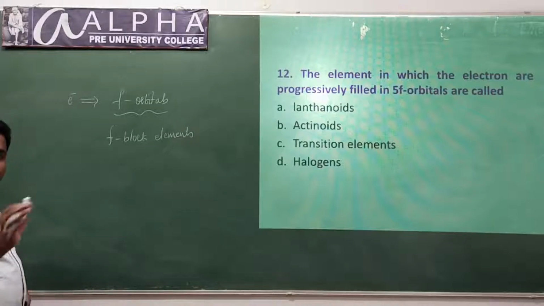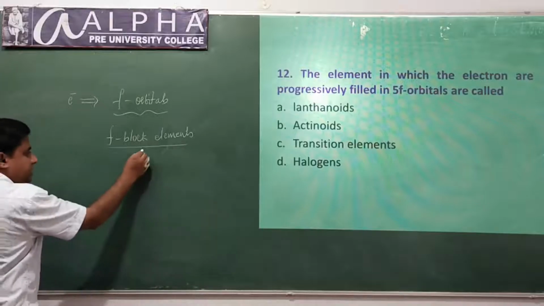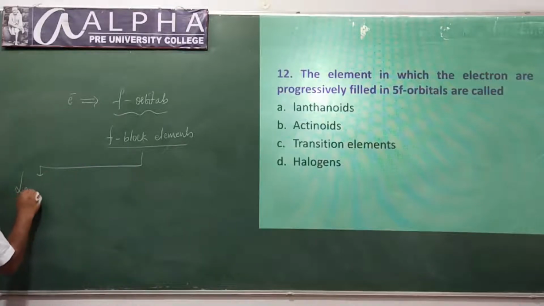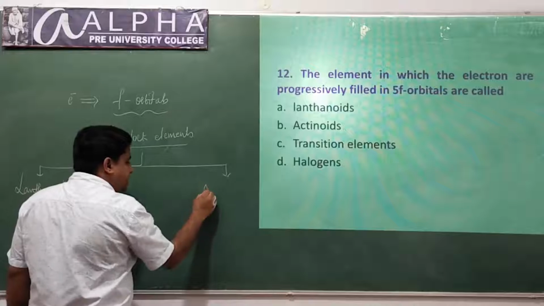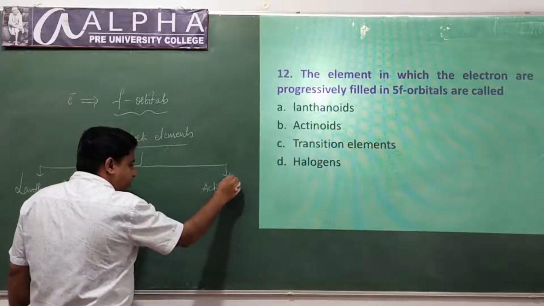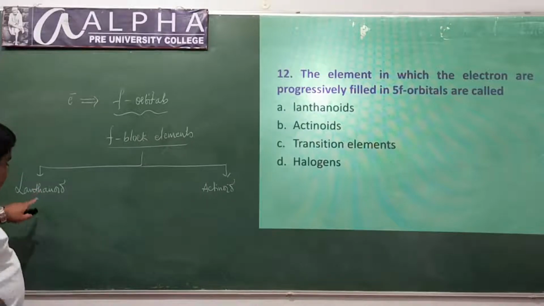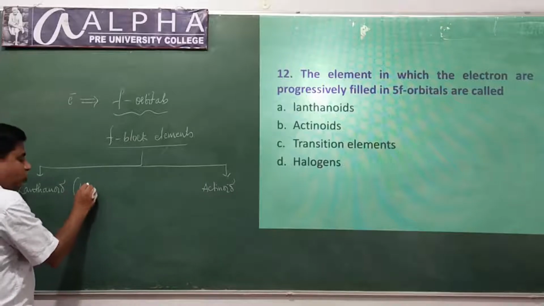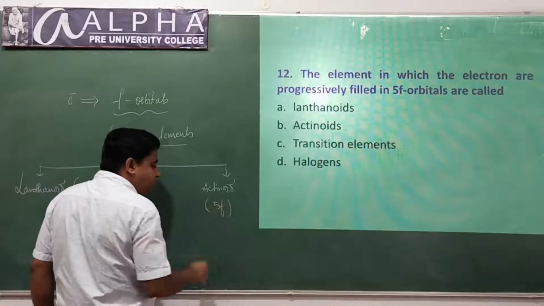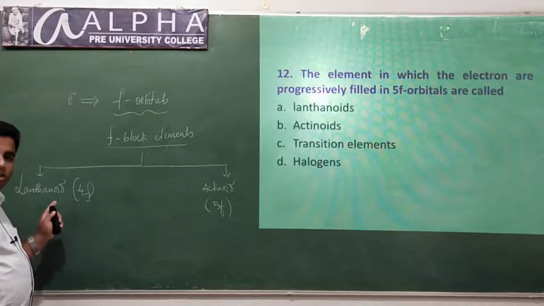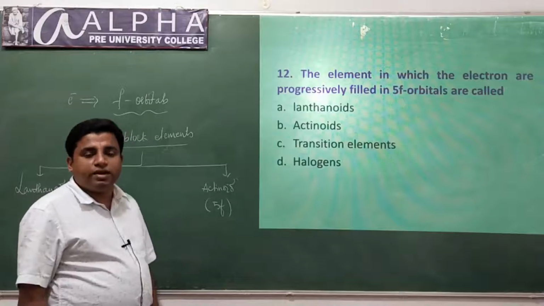In the previous video we understood that f block elements have 2 series. One is the lanthanoid series, and the other one is called the actinoid series, isn't it? Please remember, it's a direct question. In case of lanthanoids, 4f orbital is progressively filled, whereas in case of actinoids, 5f orbital is progressively filled.